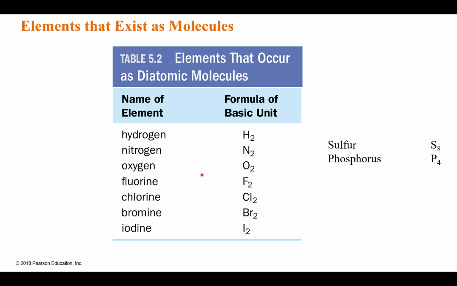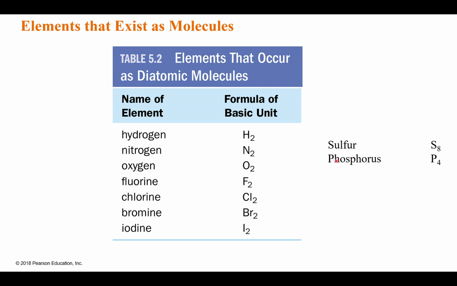In addition to the 7 diatomic molecules, there are 2 more that exist as molecules rather than atomic. That would be for sulfur, it's S8, and for phosphorus, it's P4. All right, so you should know those as well.